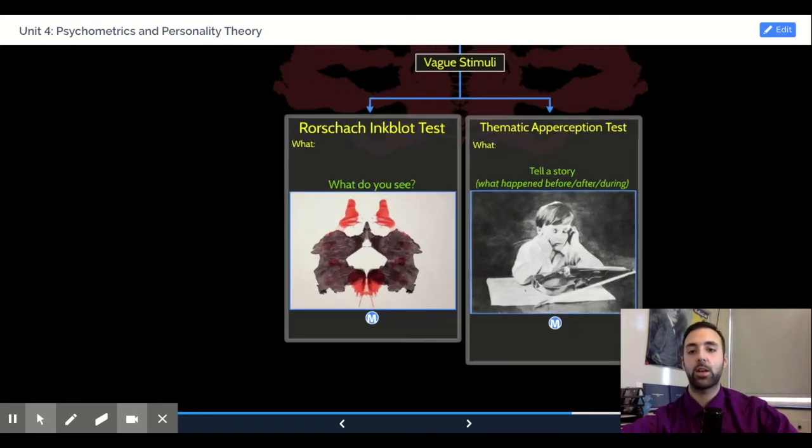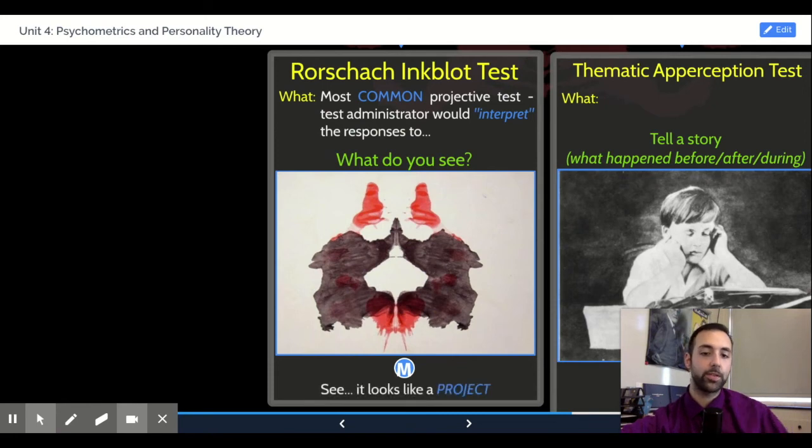The first is the famous Rorschach ink blot test, just like the picture that you see here at the bottom. This is by far the most common projective style test, but it's very simple. You present the test taker with some type of ink blot picture, and you ask them, what do you see?